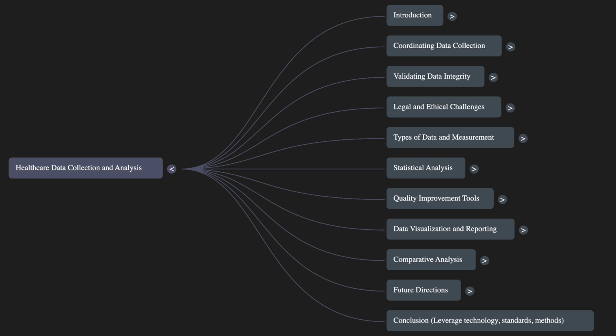Cross-validation is important. This often involves having an independent person recollect a small sample of the data and comparing it to the main data set. Like a spot check by someone else. Exactly. If you find discrepancies, you need to dig into why. Was it a data entry error? Misinterpretation of the collection protocol? Automated tools within EHRs are also starting to help with this.